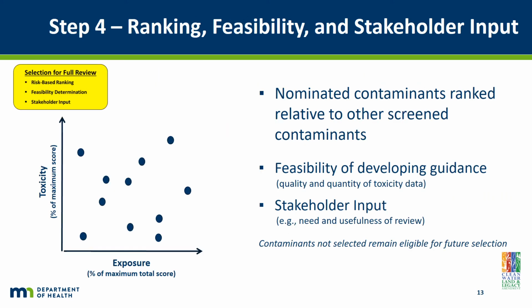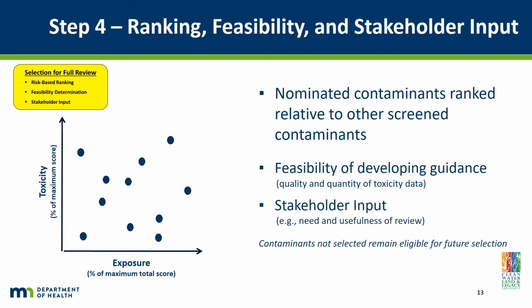Step 4 is a risk-based ranking of the screened and scored contaminants. This ranking is based on the toxicity and exposure scores, represented here on the graph as percent of maximum possible scores. Exposure is on the x-axis and toxicity is on the y-axis. The goal of ranking is to identify contaminants of higher concern from those of lower concern. Some contaminants may have very limited or no information such that they cannot be scored or ranked. Please remember that the ranking conducted here is relative only to the other screened nominated contaminants, and it is not the universe of existing chemicals.